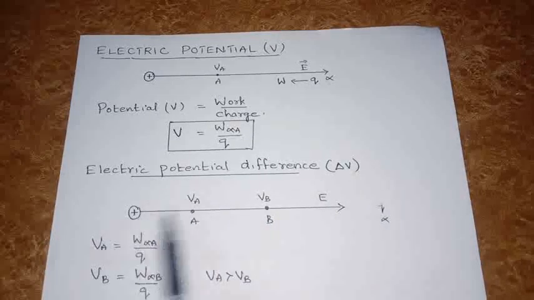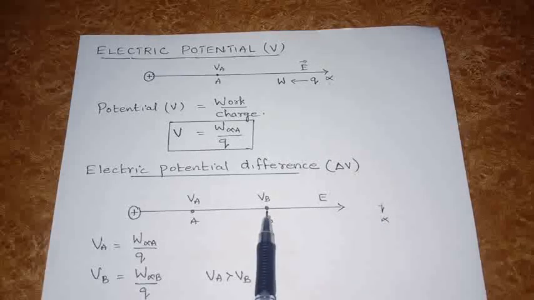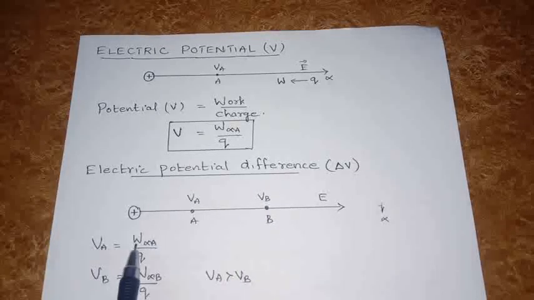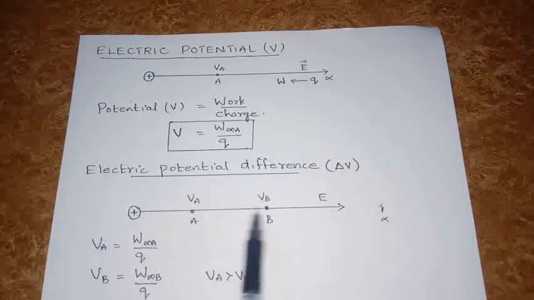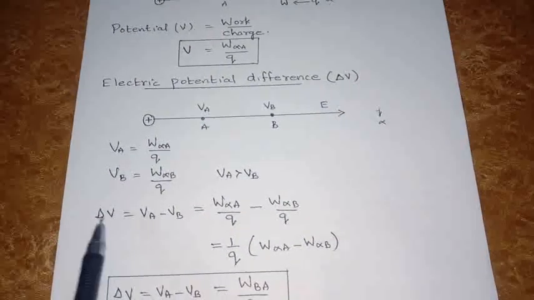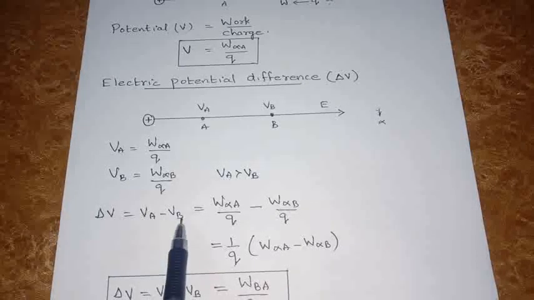And B is away from the source charge. Less work is needed to take this charge from infinity to B. Therefore the potential of B is less. So potential of A can be written as W infinity to A divided by Q. Potential of B can be written as W infinity to B divided by Q. It is very obvious that the potential of A is greater than the potential of B, so there exists a potential difference between A and B. The potential difference between A and B can be written as delta V is equal to potential of A minus potential of B.